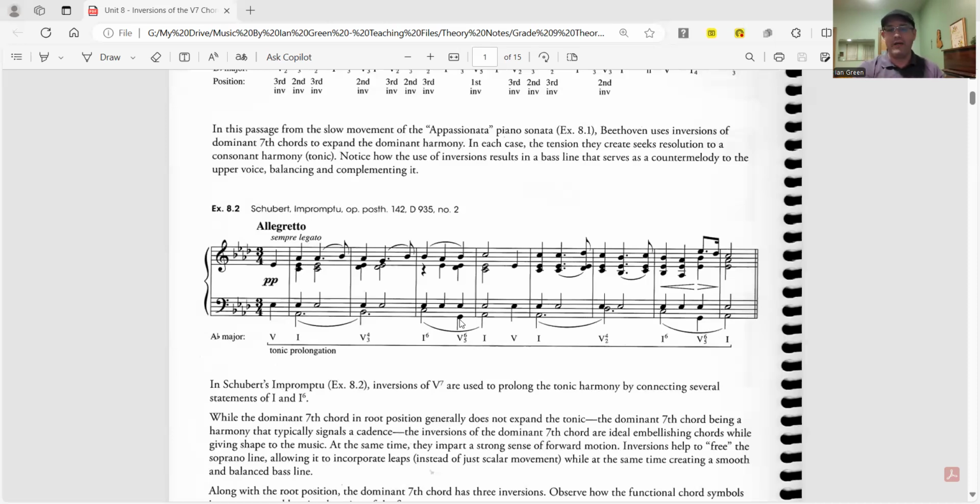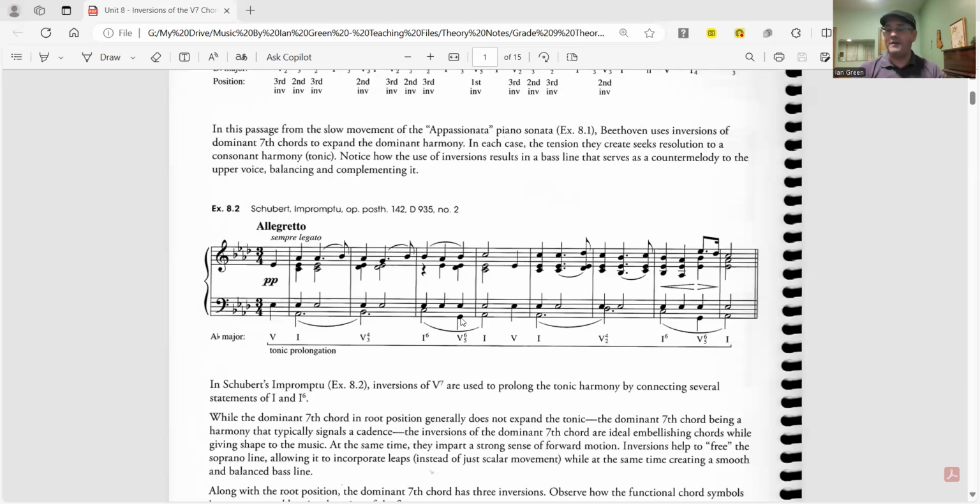Now you can see here in this example, the G is the lowest note, which is the third of the dominant seventh chord. And so all of the notes are written above and continue to spell the dominant seventh chord, but in first inversion, where the G is the lowest note. Then the other notes, the E flat, the D flat, and the B flat, are all written above.